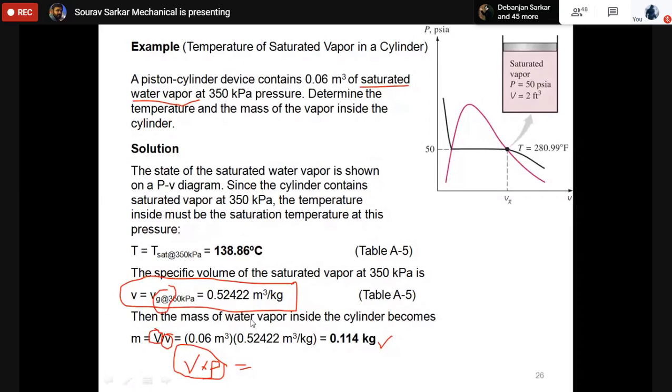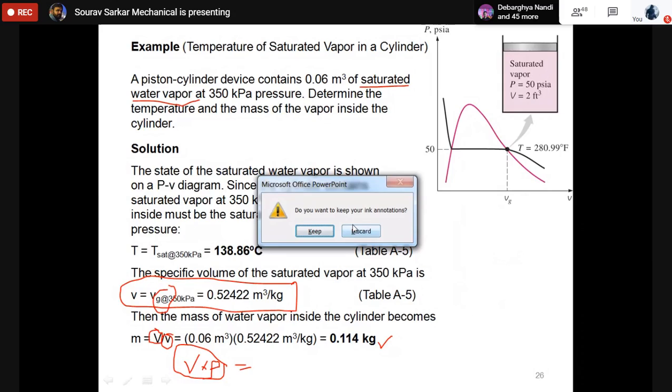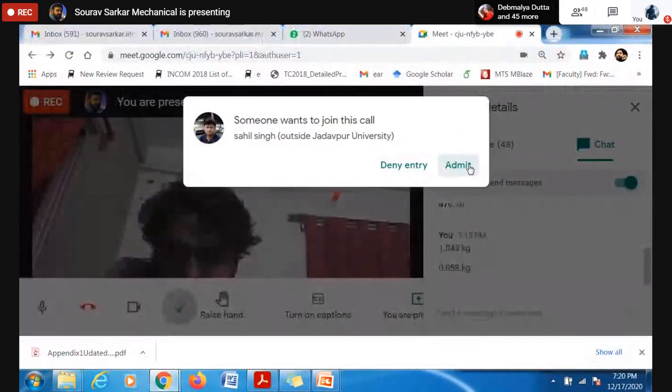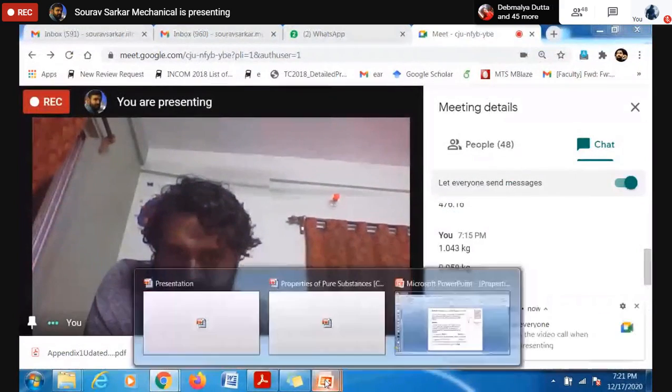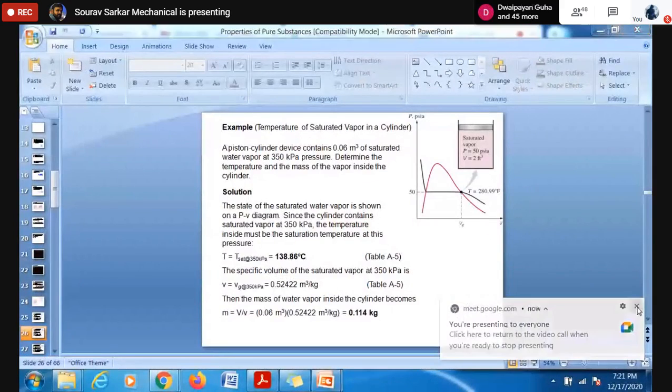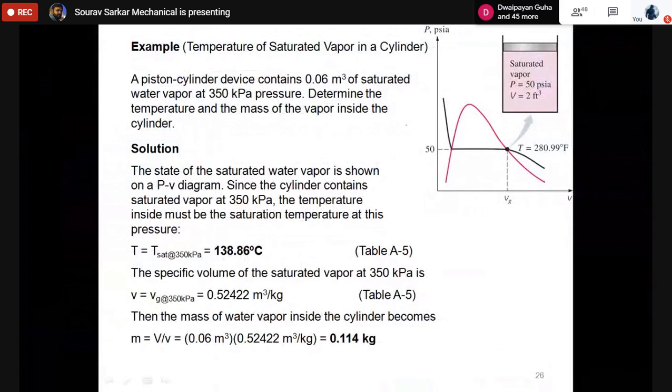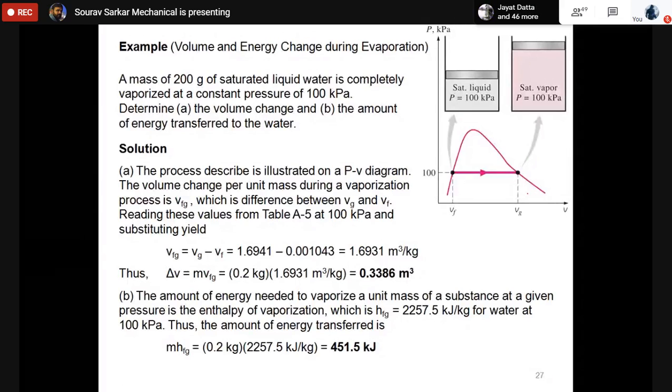Okay, so if we see this diagram, this is the point at the right side, and this corresponds to Vg. Okay. Now, next problem.